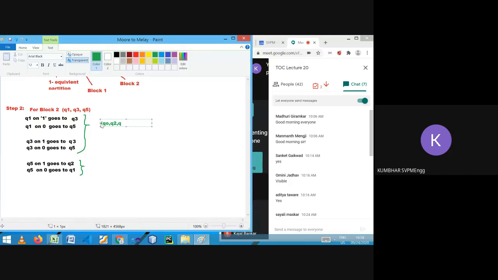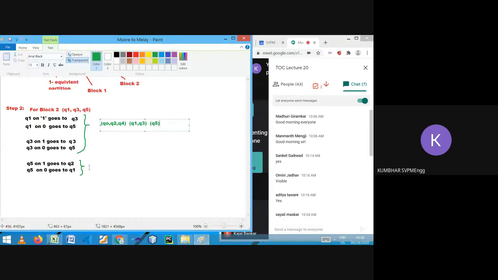Because of this, the further partition will be: Q0, Q2, Q4 we will keep as it is, and later we will check similarly. But now we find that Q1 and Q3 are behaving the same, so that will form one partition, and Q5 will go in another partition. So like this, block 2 is divided into Q1, Q3 and Q5, because of the same behavior in Q1 and Q3, and Q5 is different.